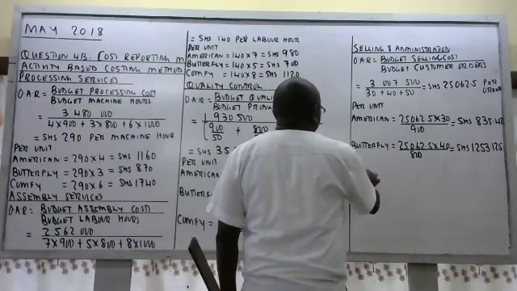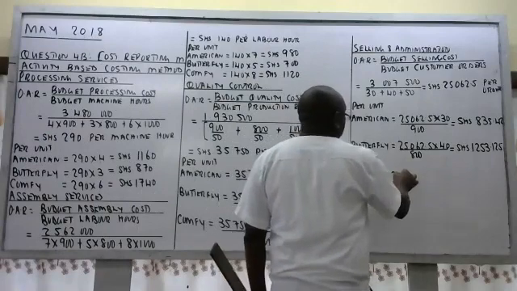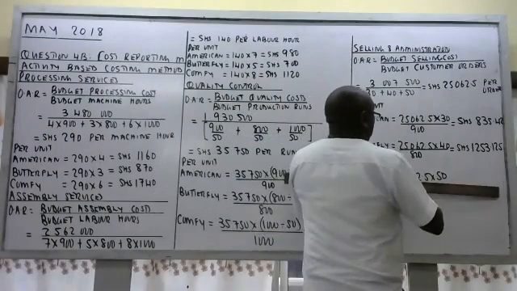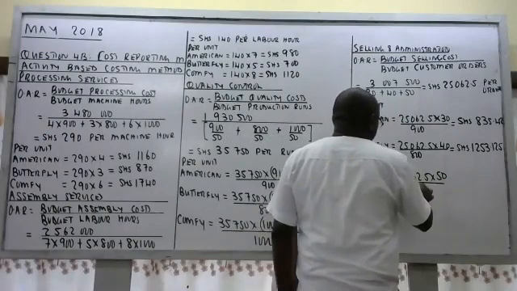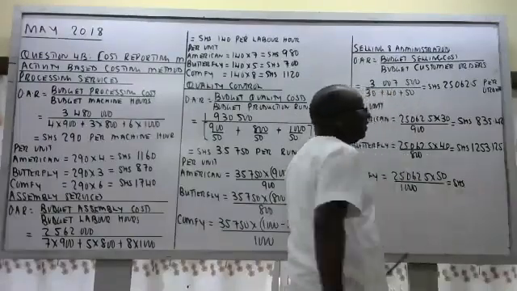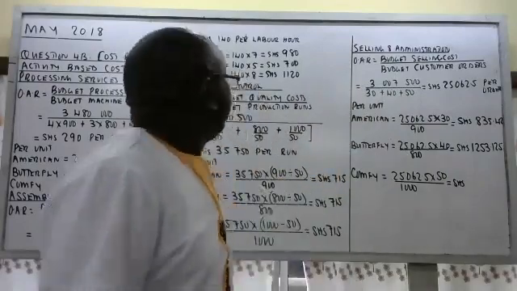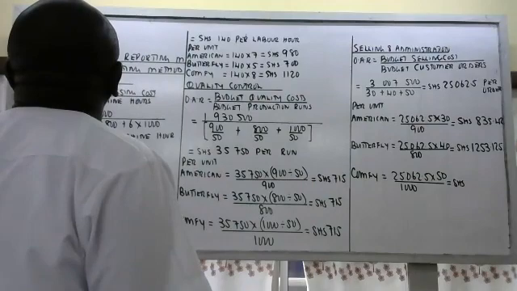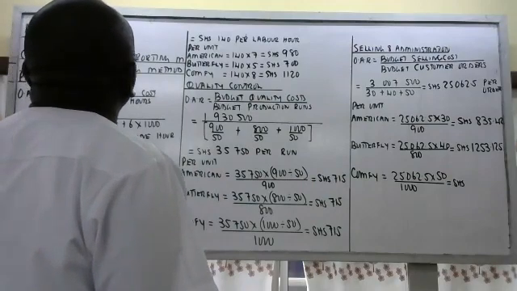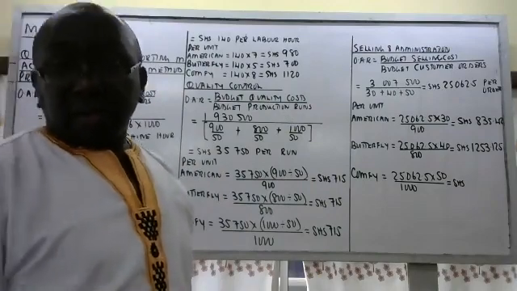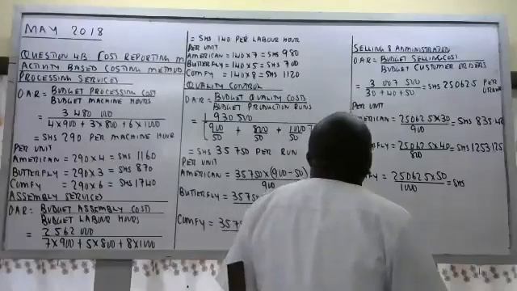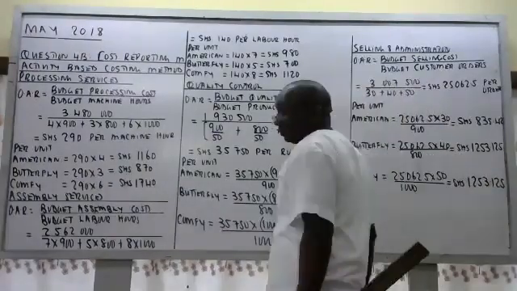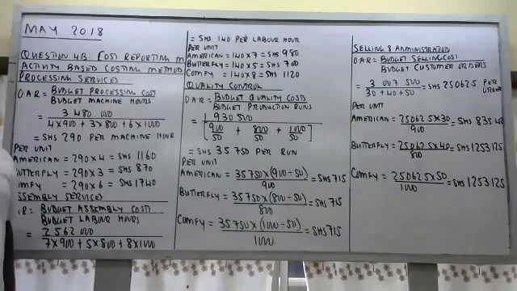So we got Comfy. Comfy, it is 25,062.5 times 50. You divide by 1,000. Oh, still the same: 1253.125.